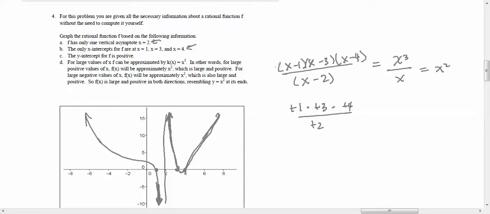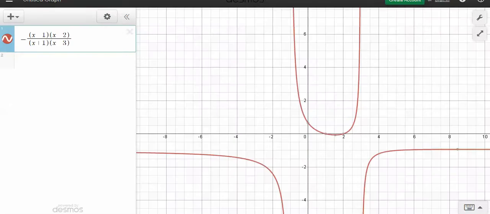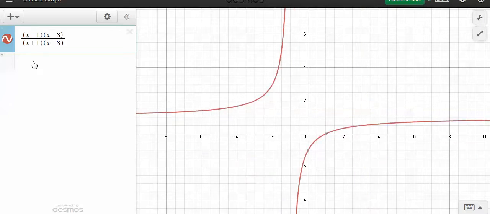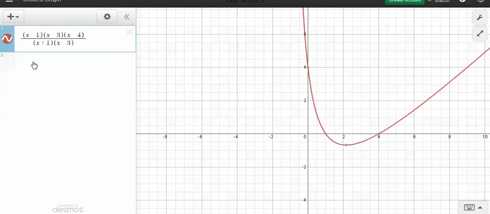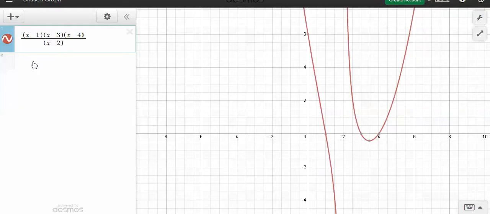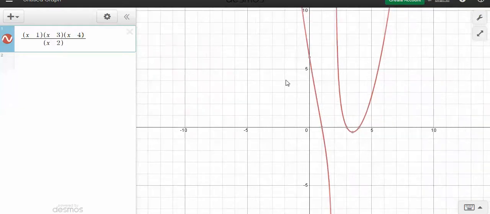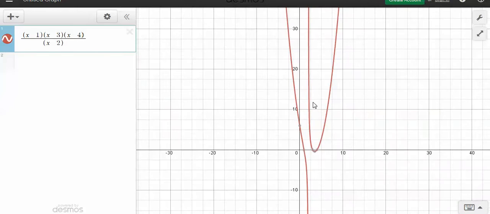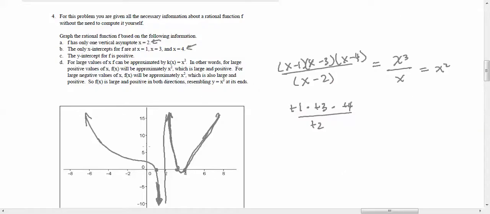I'll tell you what, why don't I try graphing this, x minus 1, x minus 3, x minus 4, divided by x minus 2, and see what I get. Hey, that's kind of what I got. That's exactly what I got, actually. See, it kind of said it would go like that. That's exactly what it looks like.